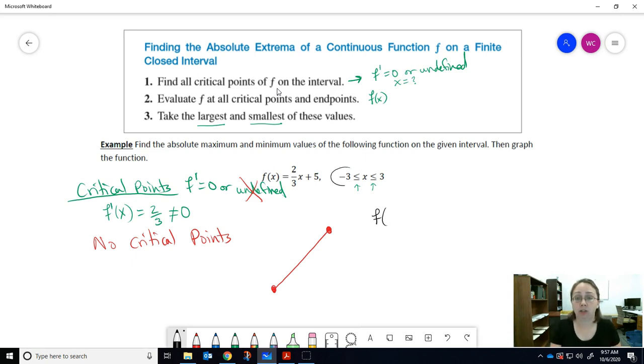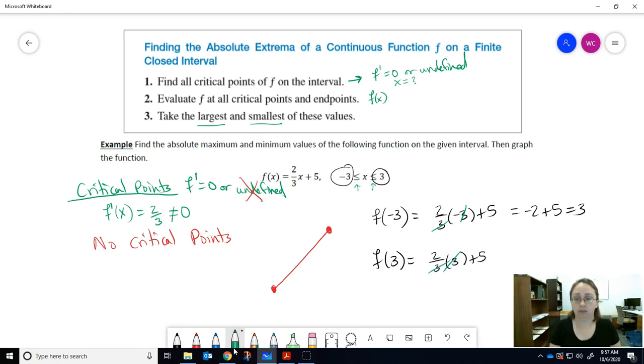So our endpoints are -3 and +3. Let's plug those in. So f of -3 and f of +3. All right, so 2/3 times -3 plus 5. So let's see, the 3's cancel, and we get -2 plus 5, or 3. If we plug in 3, we have 2/3 times 3 plus 5. The 3's cancel, so we have 2 plus 5, or 7.